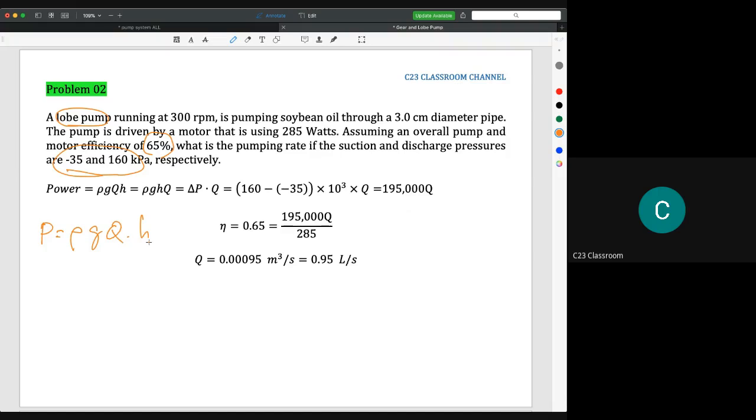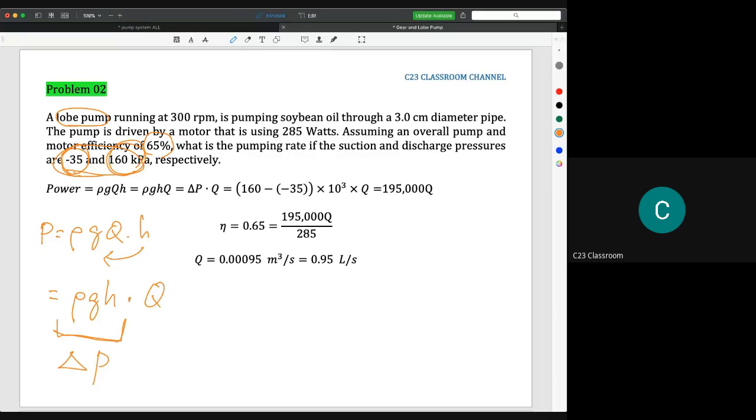Because in this situation we don't have a pump head, we could use the idea of pressure, because the pressure for inlet and outlet is clearly mentioned. So we just bring the H here and write our equation for power as rho g H times Q. The rho g H here is actually delta P, the pressure difference between outlet and inlet.